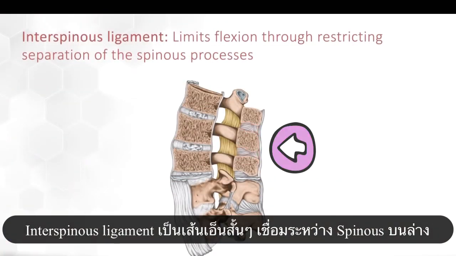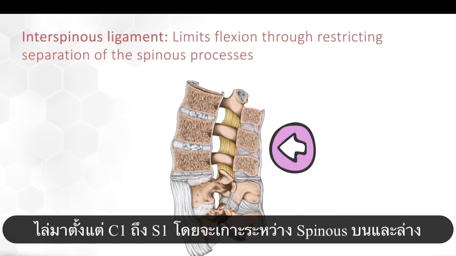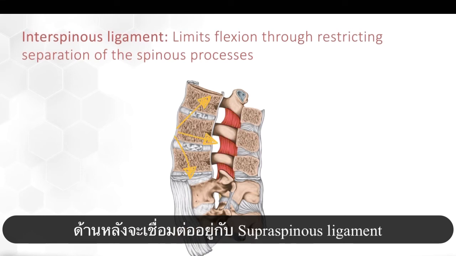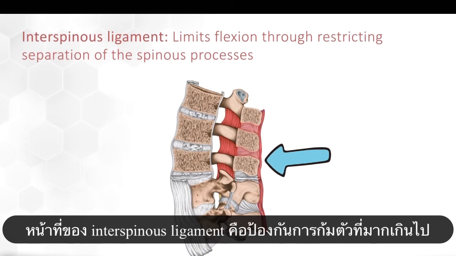The interspinous ligament is composed of thin sheets connecting the spinous processes from C1 to S1, one segment at a time. That is, it is a segmental, not longitudinal ligament. Anteriorly, its fibers connect with the ligamentum flavum, while posteriorly, its fibers connect with the supraspinous ligament. The role of the interspinous ligament is to limit flexion through restricting separation of the spinous processes.